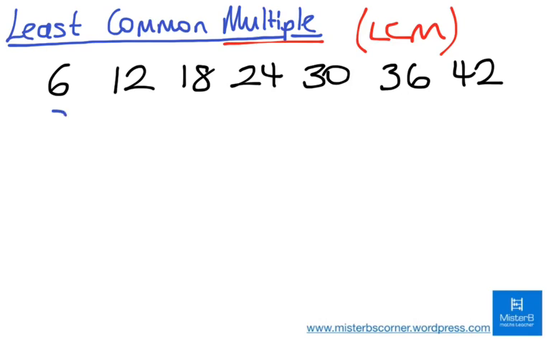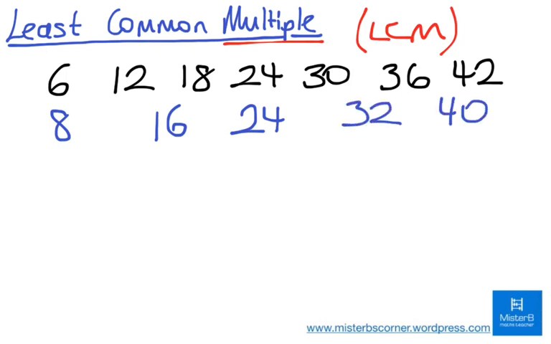So let's write them. 8, 16, and let me write 16 in between 12 and 18 because that's where 16 is, and then 24, and then 32, and then 40, and so on. And in 6 there is this, after 42 there is this 48, isn't it? And for 8 there is this 48 too.